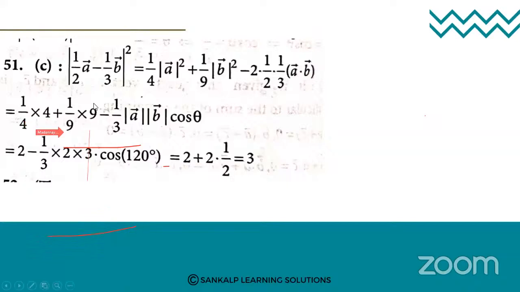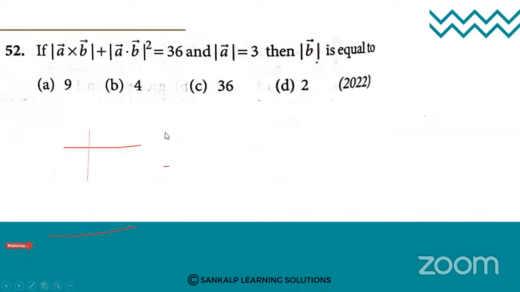See, you have to square on both sides. So 1 by 9 square. Okay, so we will be getting it. See, question 52, solve it for homework. It's easy.